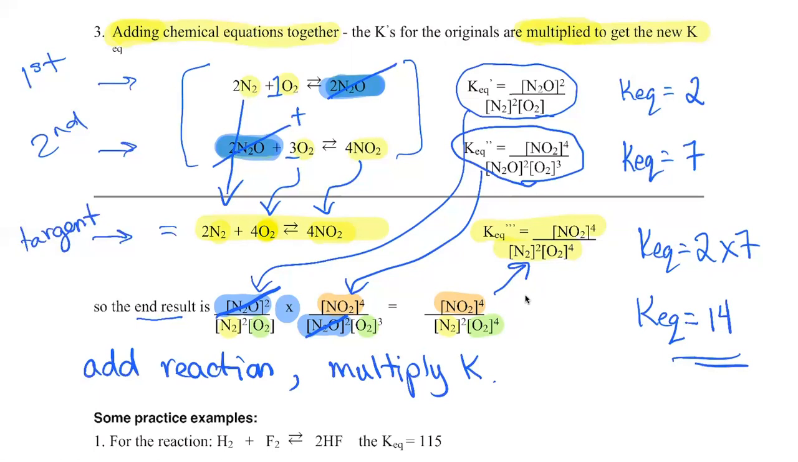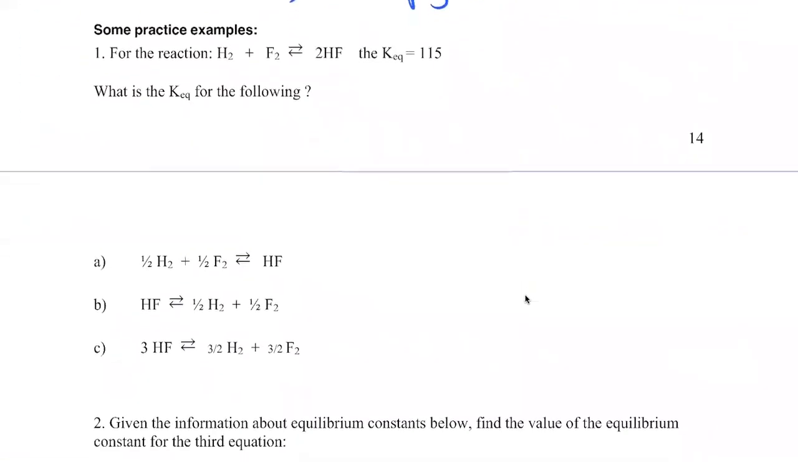We'll do a couple of practice questions. So firstly, here we have a reaction, okay, with the KEQ value of 115. So we're going to see how we are manipulating that equation to get each of the following equations down here. So for A, to get from our target to this A reaction, you'll see the coefficient is changing. It's still in the same order, but we're multiplying it by a half.